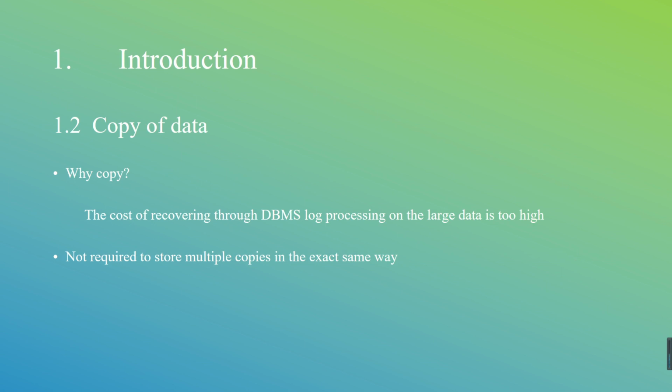Why does a warehouse system use copies of the data? They maintain copies of data because the cost of recovering through database management system log processing on the large data is too high. This option is attractive because of the declining cost per byte of disks. It is not required to store multiple copies in exactly the same way. The system allows redundant objects to be stored in different sort orders.